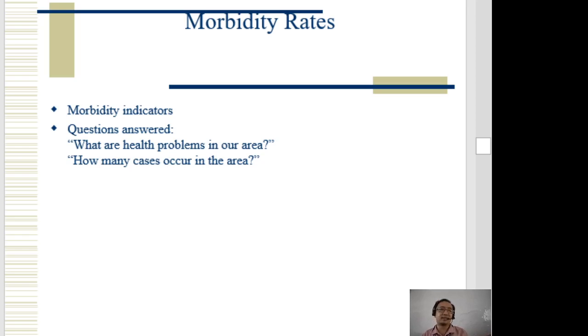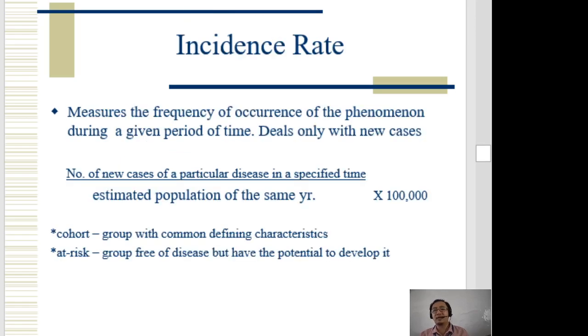For example, how many malaria cases do we have? How many dengue cases do we have? How many diarrheal diseases do we have? Even diabetes or cardiovascular diseases. So, first of the morbidity indicators, incidence rate.